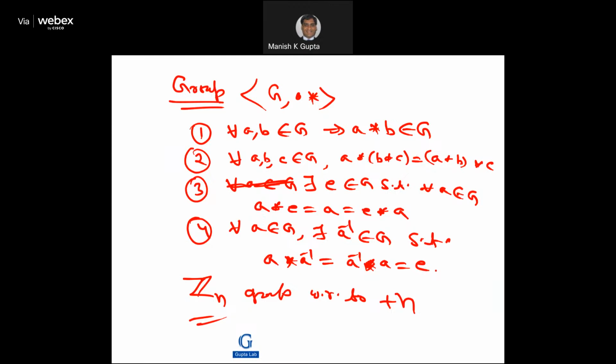And for every a, b, c in G, there is the associative law, right? And then there exists an identity element e in G, such that for every a in G, a star e is equal to a is equal to e star a, and for every a in G, there exists an inverse, such that a star a inverse is equal to a inverse star a is equal to e. For example, integers modulo n form a group with respect to the operation plus modulo n.